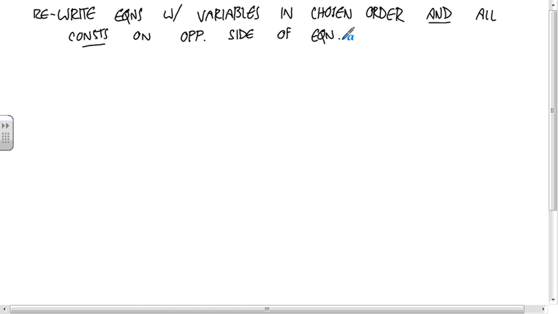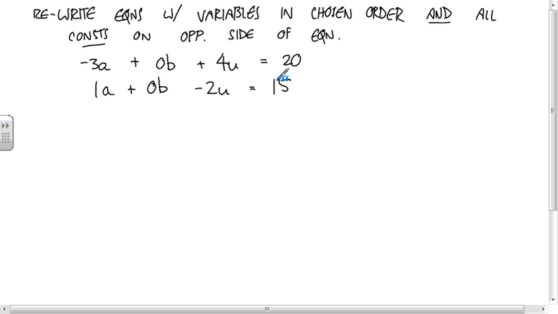So if I rewrite those ones I just gave you, they are negative 3a plus 0b plus 4u is equal to positive 20. The second equation is 1a plus 0b minus 2u is equal to 15. And the third one, 1a plus 1b plus 0u is equal to positive 10.